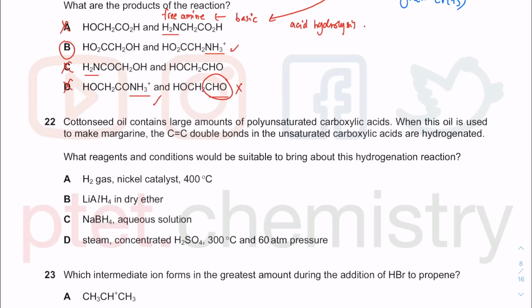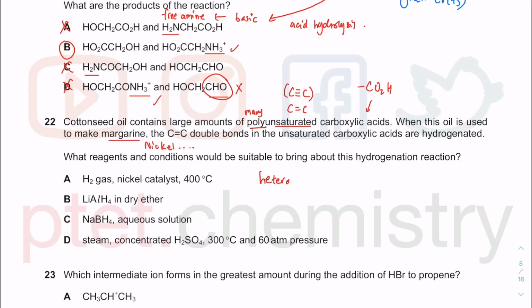Question 22, you have a large number of polyunsaturated. Poly means many. Unsaturated means you got carbon-carbon double bond. It could also be carbon-carbon triple bond, but that is less likely since that one is not really directly in your syllabus. And these are carboxylic acid, so you have CO2H functional group as well. When you use it to make margarine, we know that we use nickel catalyst in the hydrogenation of alkenes to make margarine, and that is a heterogeneous catalyst.